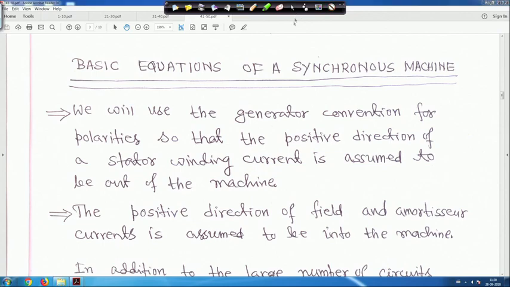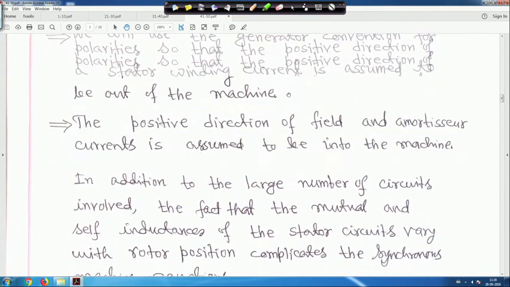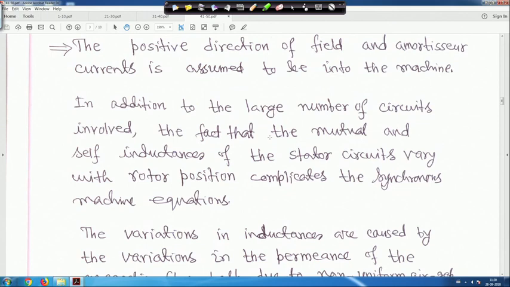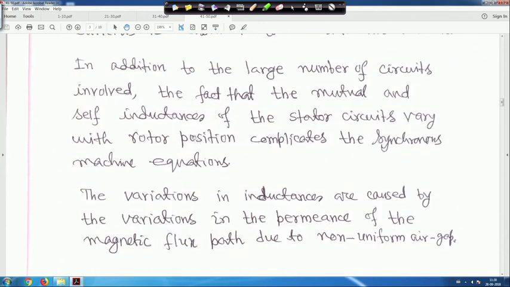In addition to the large number of circuits involved, the fact that the mutual and self inductances of the stator circuits vary with rotor position complicates the synchronous machine equations. Later we will see that. The variations in inductances are caused by the variation in the permeance of the magnetic flux path due to non-uniform air gap. So the permeance is not a constant variable, and later we will see that it will be a double frequency term.